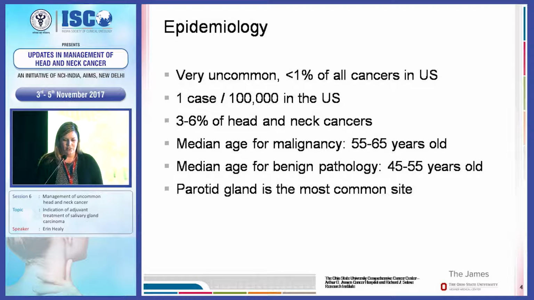Similar to sinonasal tumors, the salivary gland tumors are also very uncommon. They represent less than 1% of all cancers in the U.S. There's about one case per 100,000 in the U.S., which represents about 3 to 6% of all head and neck cancers, similar to sinonasal. The median age for malignancy is 55 to 65, whereas the median age for a benign pathology of the salivary gland is 10 years younger. And the parotid is the most common site.